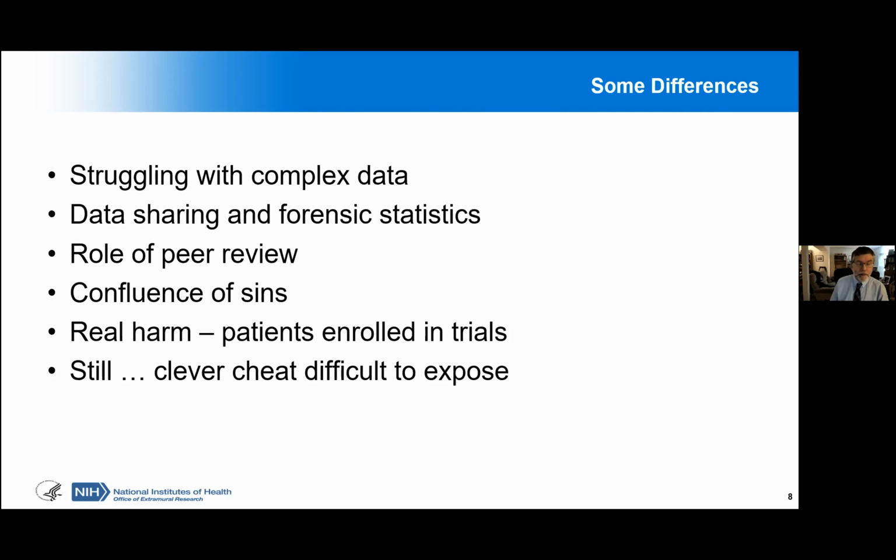Peer review actually did play a role here. There was a peer reviewer who noticed something funny, and so that brings up the idea of a confluence of sins. Somebody who commits one kind of sin is likely to commit others. So somebody who fabricates or falsifies research data may also embellish their CV or their biosketch. There was real harm here. Patients were enrolled in trials. This is different from the Darcy case, but still, this took many years to uncover, and a clever cheat is difficult to expose. Next.